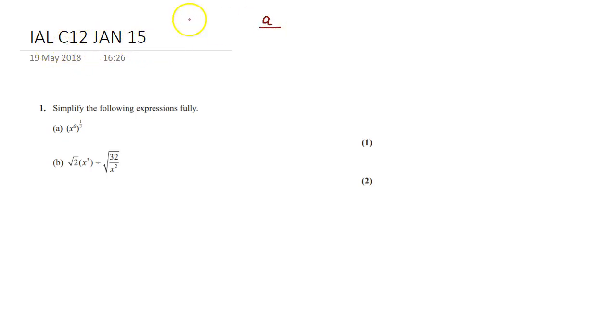IAL C12 January 15. Question number 1, A part. X to the power 6 to the power 1 over 3. So 3 times 2 is 6. So that is x square. Part B.